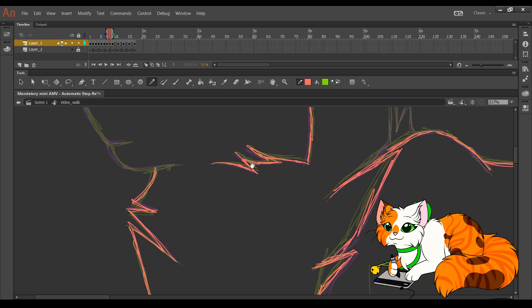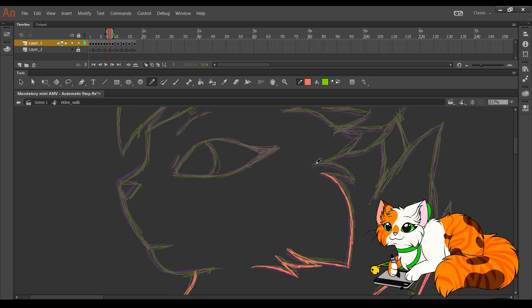Halfway there! After this, 4 more frames and one not running cycle, this is a walking cycle, is fully sketched.